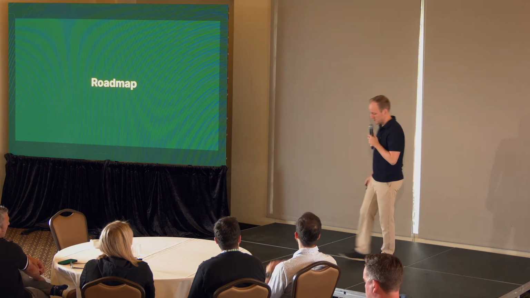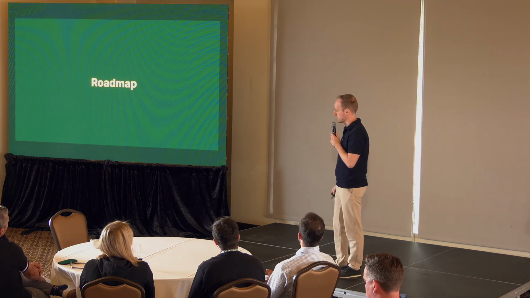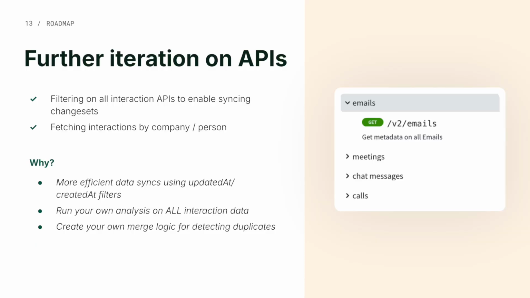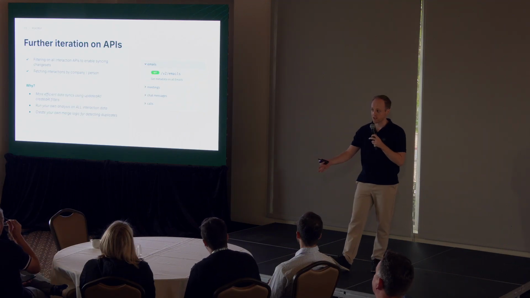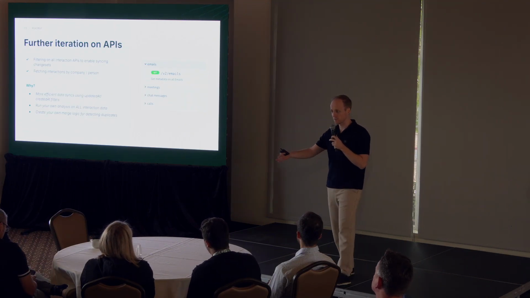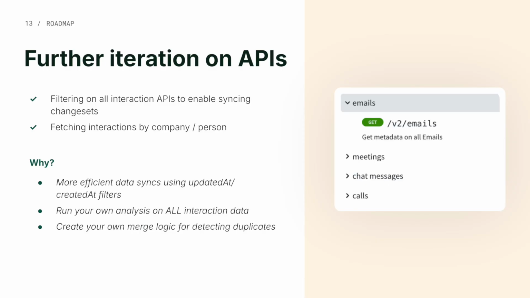All right, let's talk about what's coming next on the roadmap for API v2. So I already mentioned we've been spending a lot of time on interaction APIs. These are out in beta right now. If you want to get access to these interaction APIs, reach out to your CSM. There's a bit of a data migration step that we like to do before. But these are available. What we're working on next is some filtering on these, so it makes it easier to grab interactions for specific dates and basically allow you to sync chain sets of data.